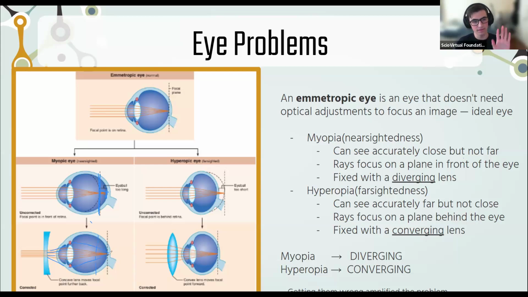If you bend the rays out a little bit more, it's going to take more distance for that same lens to focus them. So if you have a more diverging lens, they'll focus at a farther point. And that's actually how you solve nearsightedness, if we think about it.